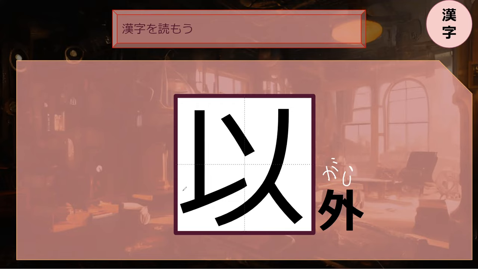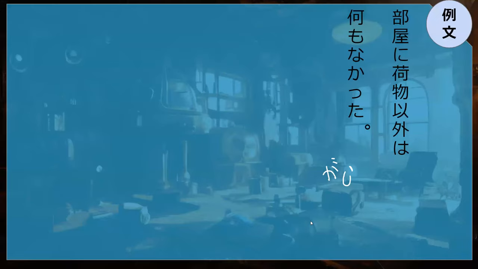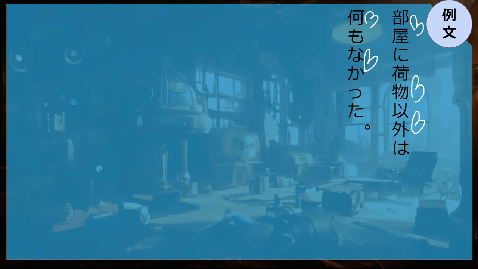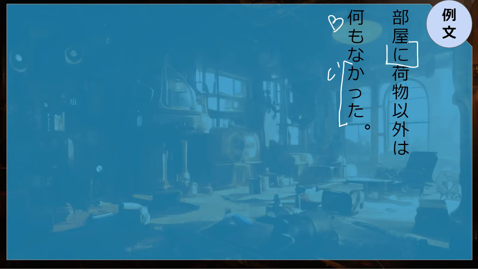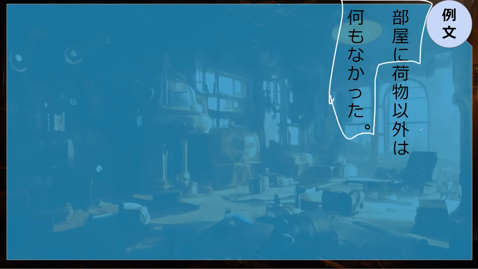This word ends with igai. Do you know what it started with? I. Perfect. Can you read this example sentence for me? Heya ni nimotsu igai wa nani mo nakatta. Nani mo nakatta means there was nothing. Nothing where? Heya ni, in the room. Outside of the luggage, there is nothing. So the only thing in the room is luggage. That's how it's kind of similar to shika.